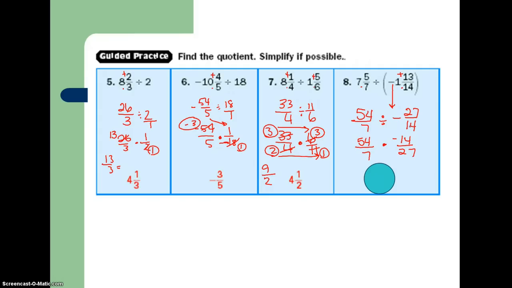27 and 54 both divide by 27. And if you don't see that right away, you're just going to have to simplify at the end. 14 and 7 both divide by 7. You end up with 2 times negative 2 is negative 4 over 1, which is negative 4.